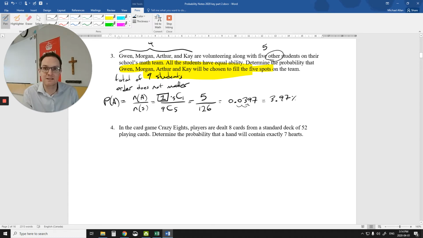So it's not a very likely situation. They just chose them all at random. 4% of the time, these 4 kids will be on the same team. Okay? Let's do another one down here.